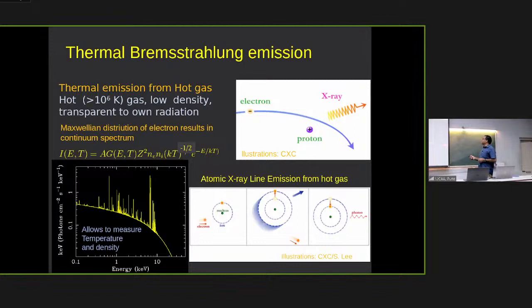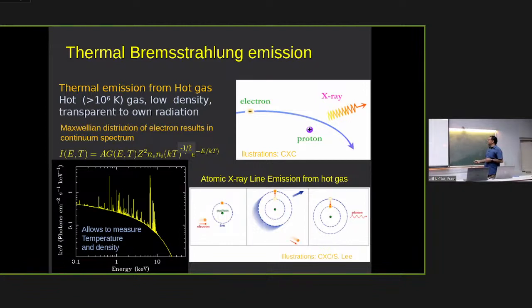How does it look? If you have a thermal plasma at temperature T, then the radiation spectrum, the intensity as a function of energy and temperature, looks something like this. First of all, there is a continuum emission, and there are lots of emission lines. The continuum radiation is because of the loss of energy of the electrons in their motion. But then there are lots of emission lines.